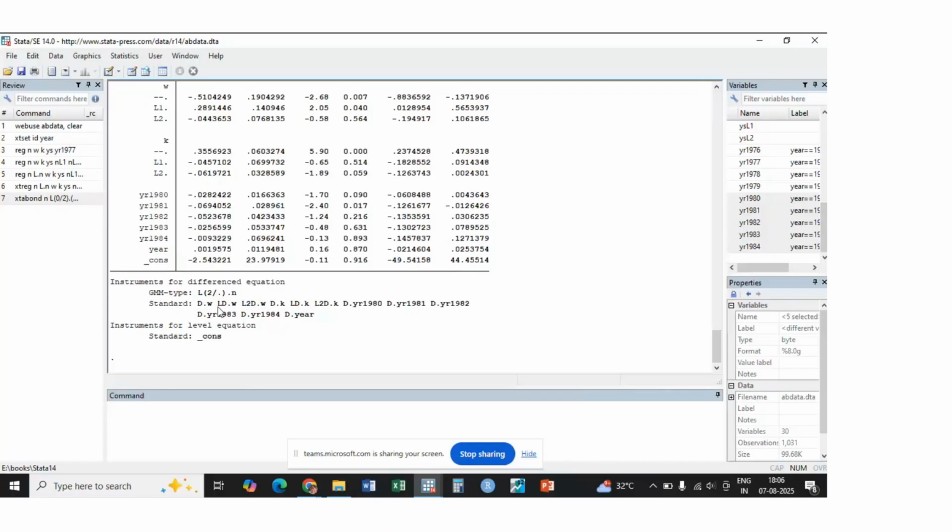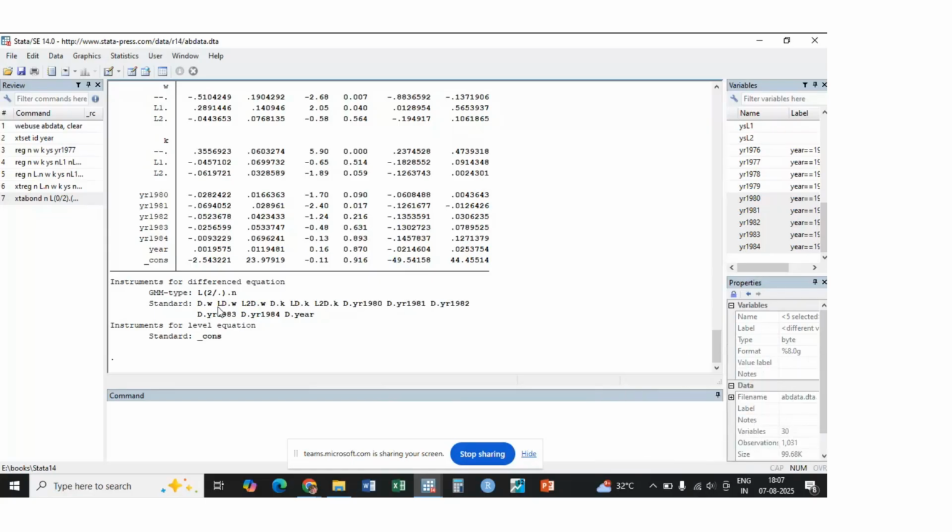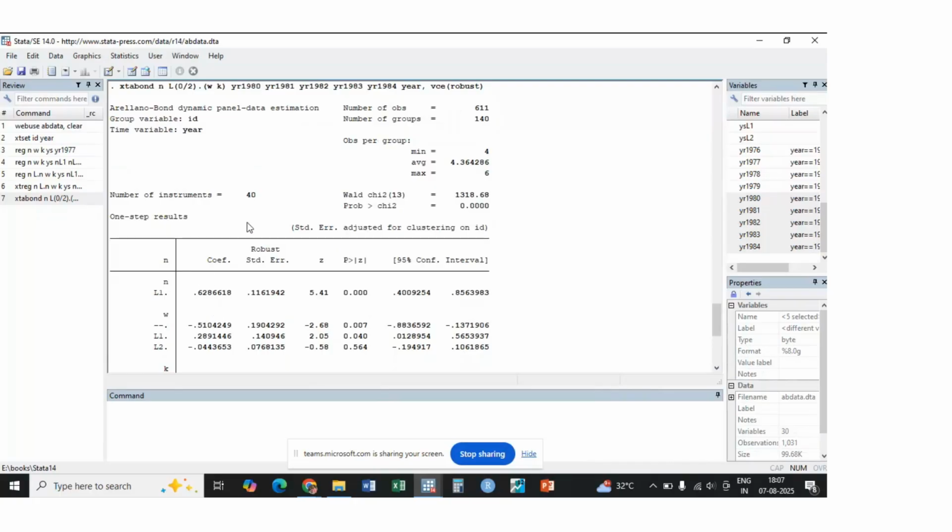These are the instruments that we specifically asked the model to build. But then, because of the Arellano-Bond transformation, the IV method that we are using led to the creation of 40 instrument variables. How do I know that there are 40 instrument variables? It says number of instruments is equal to 40. Which are those 40 instruments?